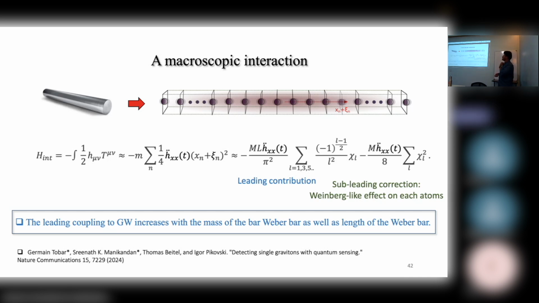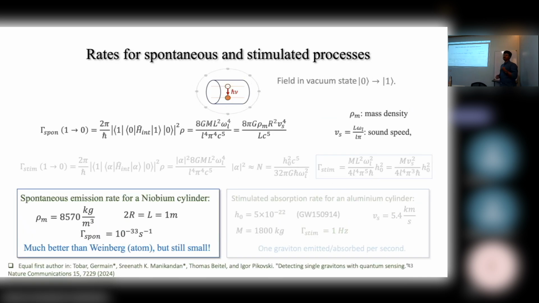Now we can essentially compute the coupling to gravitational radiation. You see that both terms are actually quadrupole in nature, because the first term has a length factor that comes out. But the leading order coupling increases with the mass of the bar detector as well as the length of the bar detector. With that, one can now ask how the rates modify. If you look at the spontaneous emission rate, which was 10 raised to minus 40 for a hydrogen atom, we find that it is now 10 raised to minus 33 for an 8,000 kilogram niobium cylinder, with the speed of sound and so on. It is 7 or 8 orders of magnitude improvement, but still it is tiny.